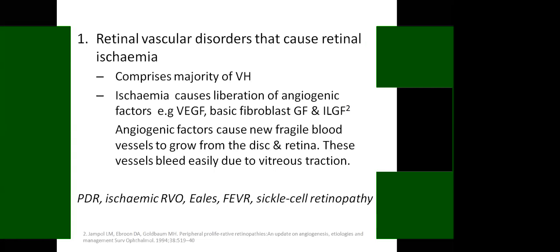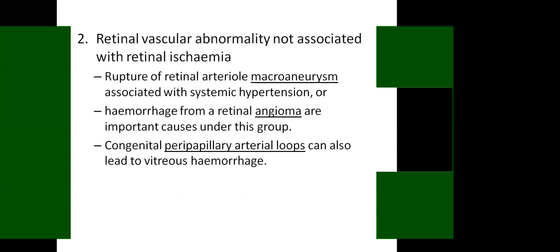So, under the retinal vascular disorders that cause retinal ischemia, these comprise the majority of vitreous hemorrhage, 60% and above. Retinal ischemia drives the production of vascular endothelial growth factor, basic fibroblast growth factor, and insulin-like growth factor, among other growth factors. And these angiogenic factors cause new blood vessels, which are fragile, and they bleed easily when there's retinal traction. So examples of these are PDR, vein occlusions, Eales disease, familial exudative vitreoretinopathy, and sickle cell retinopathy.